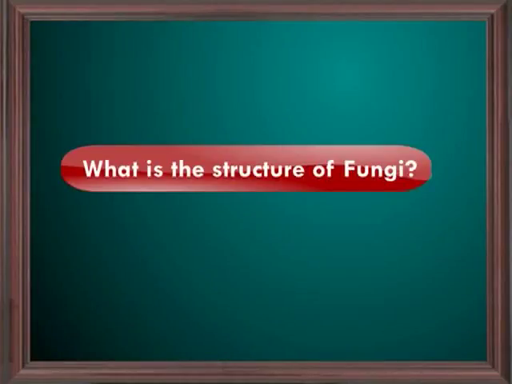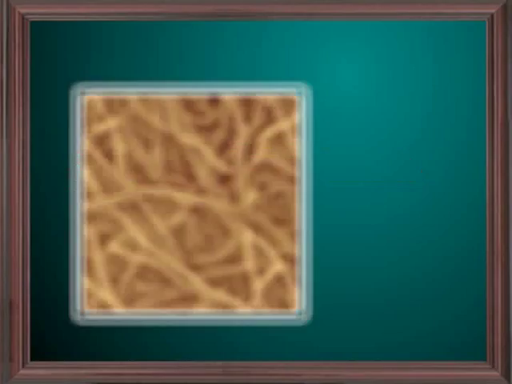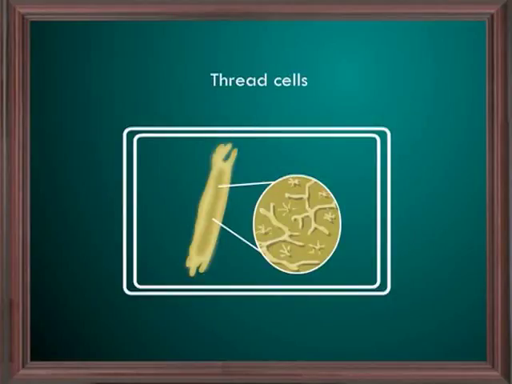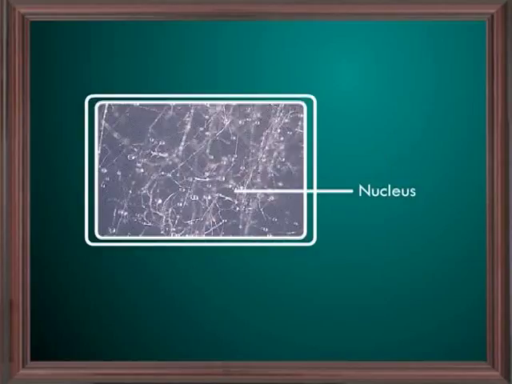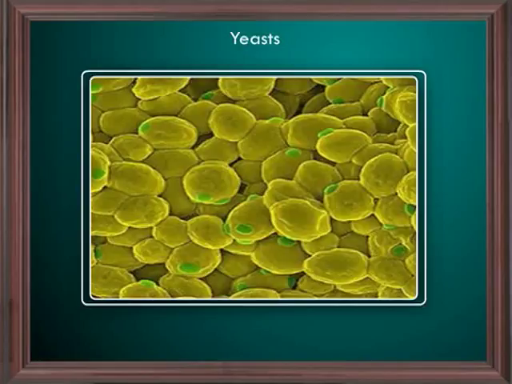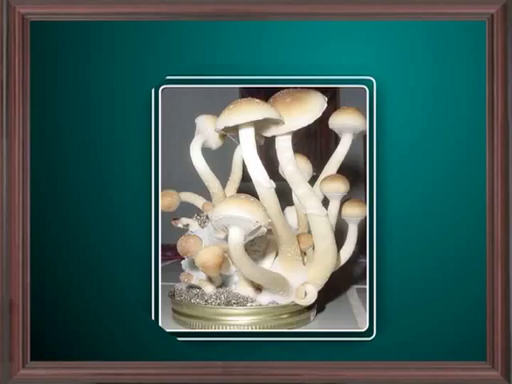What is the structure of fungi? All fungi look like a group of fine threads known as hyphae. Each thread has several partitions which appear like cells, but each partition contains many nuclei. Yeasts are free-living single cells. Mushrooms are big enough and visible to the naked eye.